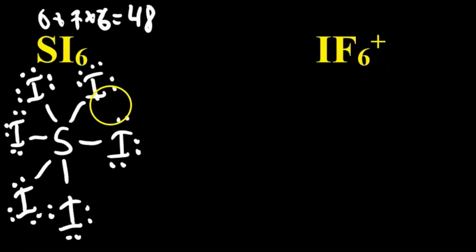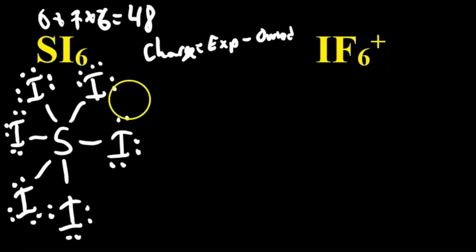Now we need to calculate the charge, which is going to be really easy. Charge equals expected minus the owned. Remember, charge equals the expected number of electrons minus the owned number of electrons. So for this iodine, and for all the iodines, because they're all the same, we expect there to be 7 based on the periodic table. When we count from the left, we get to 7 to get to iodine. Skip the transition metals. So we expect there to be 7.